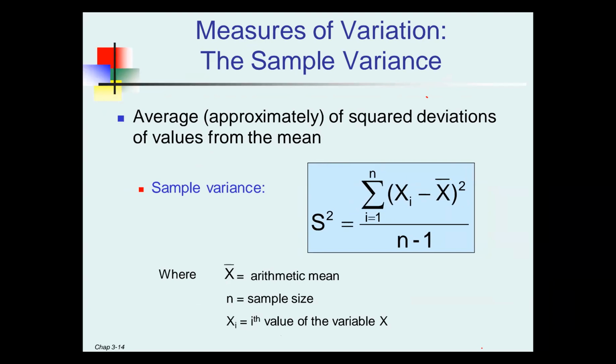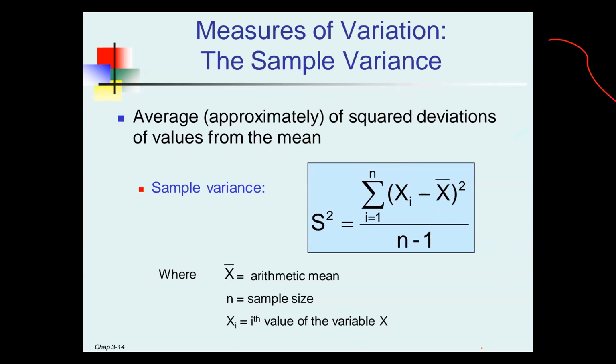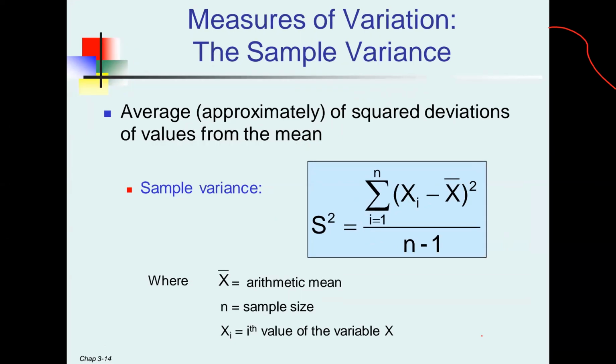So basically, it is the summation of x minus x bar, you square that, divided by n minus 1. That is what you get. Summation means adding all these deviations. So in practical sense, variance measures how distant the individual scores are from the mean. It measures the deviations, the differences of an individual score from the mean.